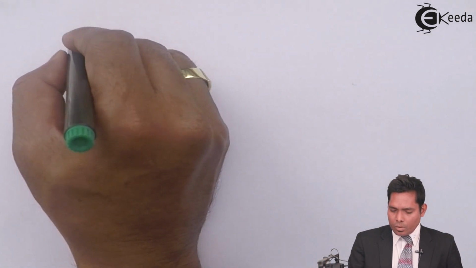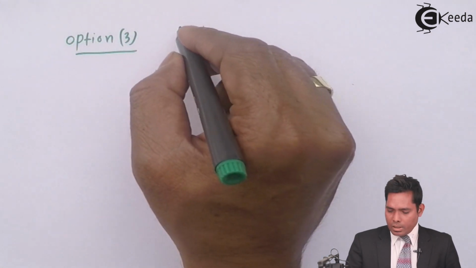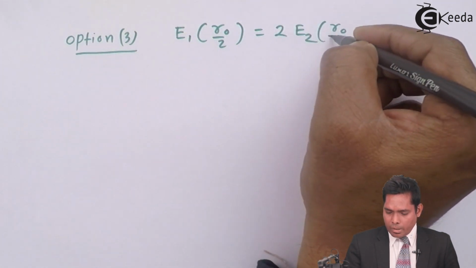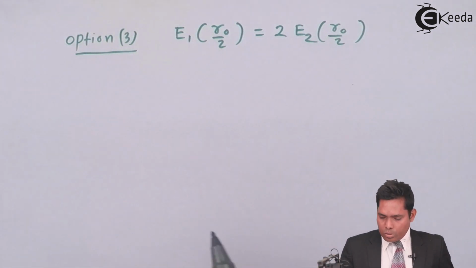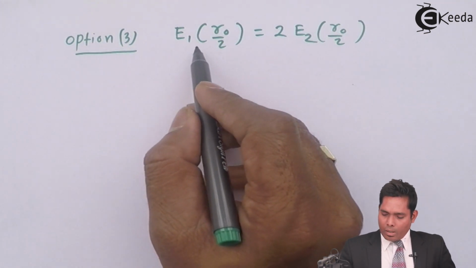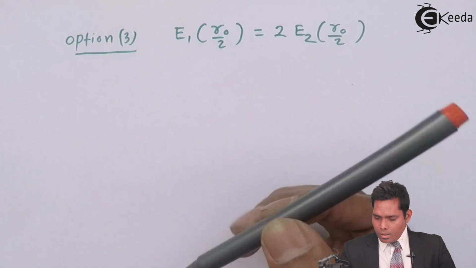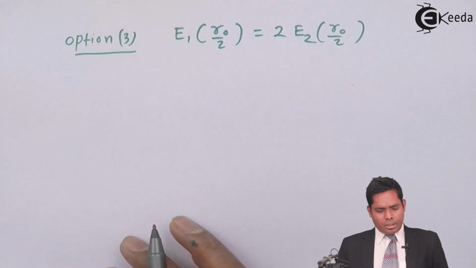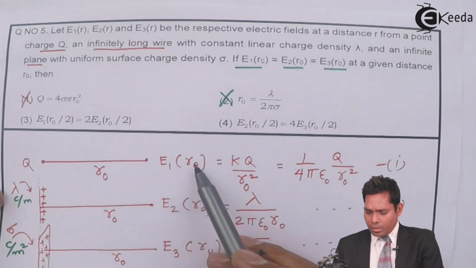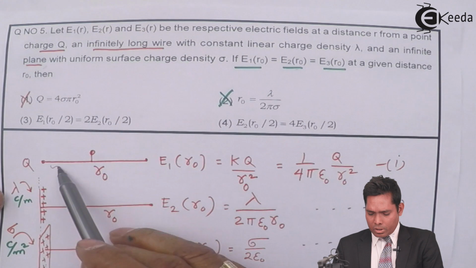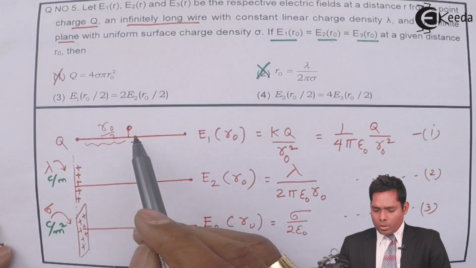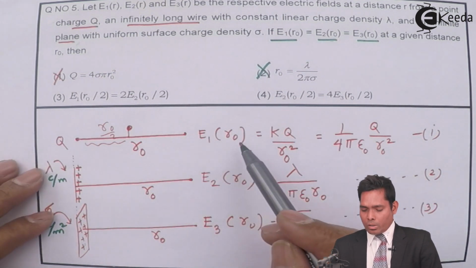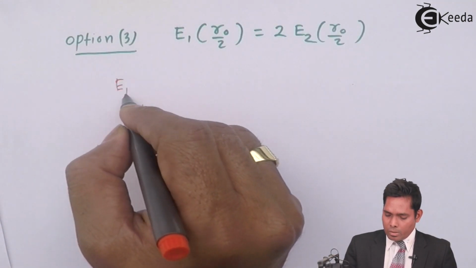Let us see whether option 3 is correct. In option 3 it is given that E1(R naught by 2) equals 2 times E2(R naught by 2). To solve this, we'll proceed like that. I'll use another pen over here. What is E1(R naught by 2)? In the case of E1(R naught), at a distance R naught, if I come down to half of this distance, R naught by 2, then this situation will change, because I have to put R naught by 2 here.